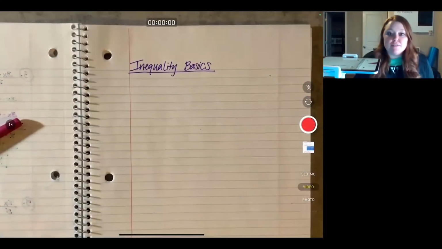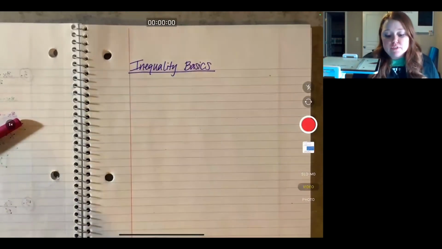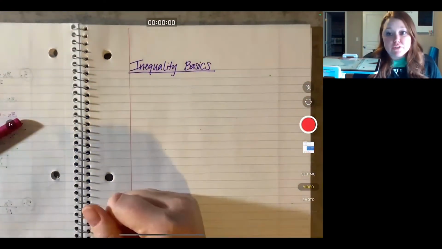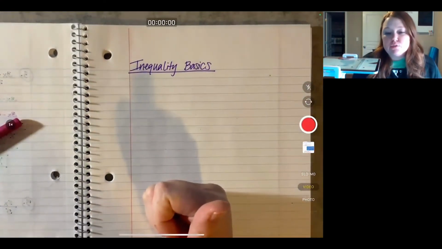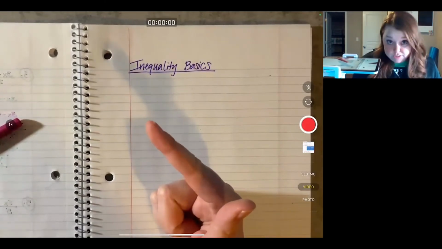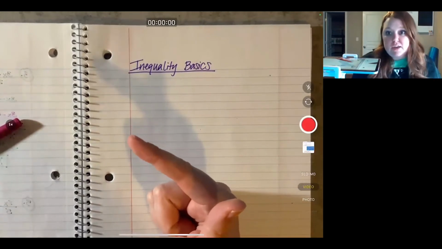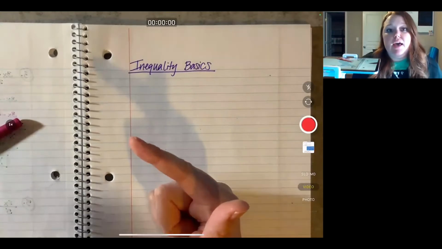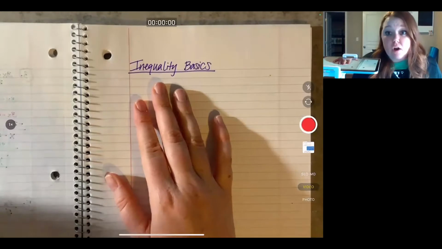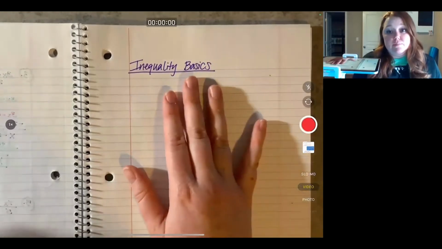Okay, so we're on our third topic of this trimester, which is inequalities. We started with expressions: simplifying, distributive property, combining like terms. Then we went into solving equations: simplifying, getting x by itself, and finding the value of x. Now we're going to be learning about inequalities, and eventually we'll be solving them just like we do equations. But today we're just talking about the basics, okay?